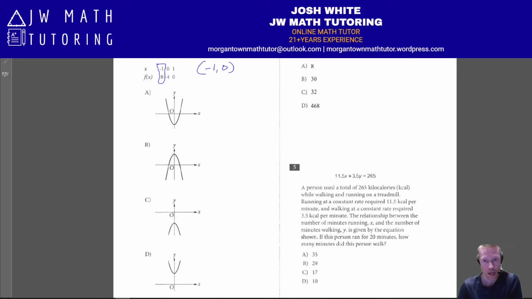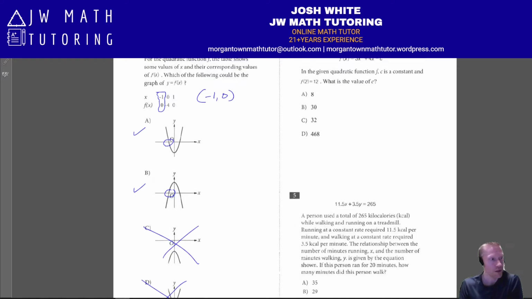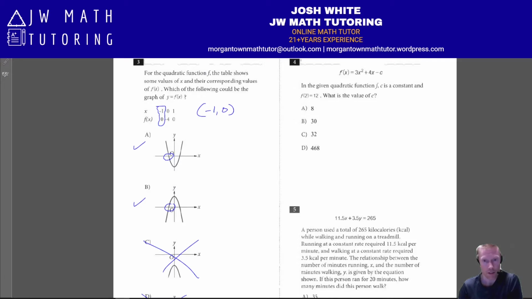So, A, does it look like it crosses through negative 1, 0? Yeah, possibly. Could be right here, so we'll keep it. B, it looks like it could cross through negative 1, 0, so we'll keep it. C does not cross through there, so eliminate it. D does not cross at possibly negative 1, 0, so eliminate it. Okay, so now we've got 2 choices left, and we want to look at this next point here, the 0, negative 4, because that's what's going to help distinguish A from B.